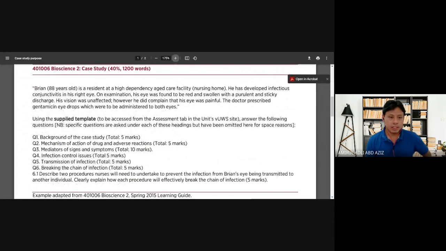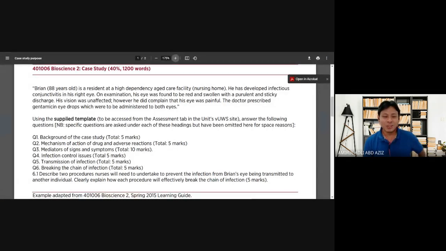Okay, ni nampak dia kata transmission of infection. Okay, yang ni dia sakit mata and then dia duduk dekat high dependency aged care facility or nursing home. So nursing home ni naturally akan ada ramai orang tua yang lain. Okay, ini nampak 88 years old. Most of Malaysians don't live that long. Okay, ni mesti orang Eropah ni, orang Amerika. Okay, they live much longer. Somehow, maybe they drink ni kot, real milk kot.